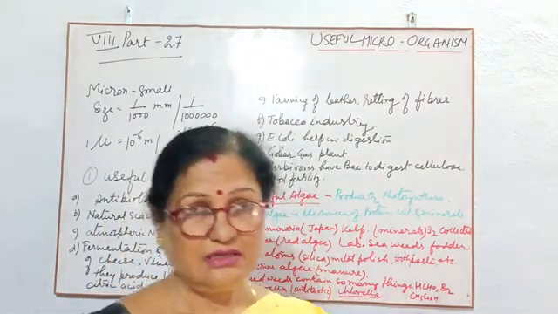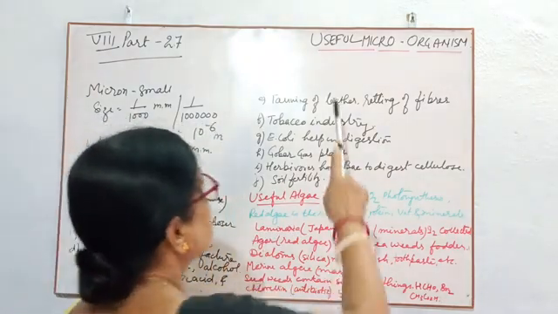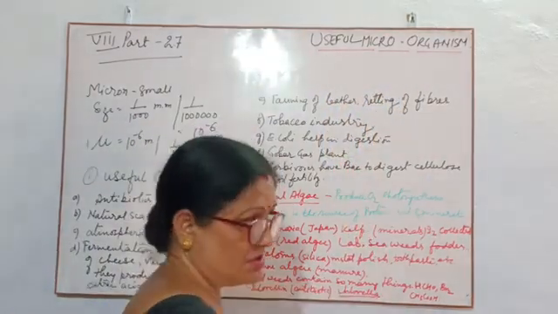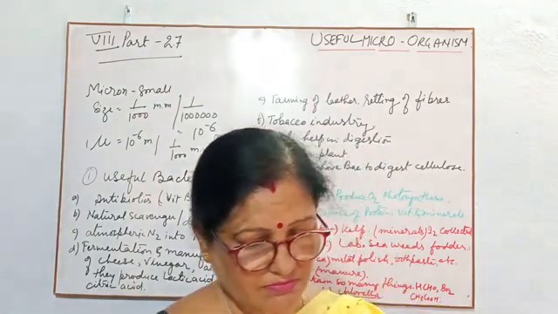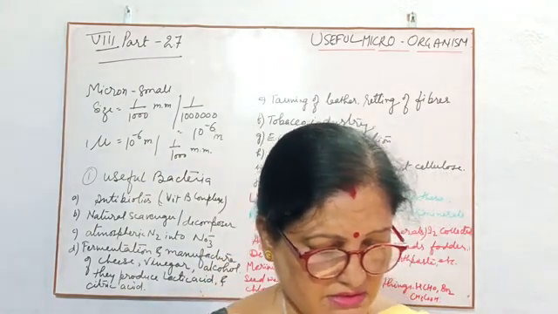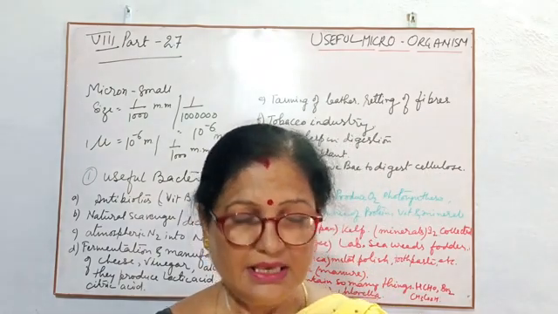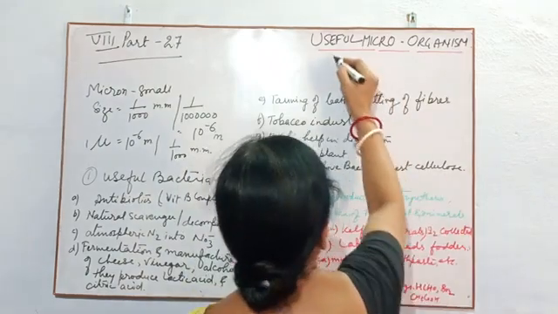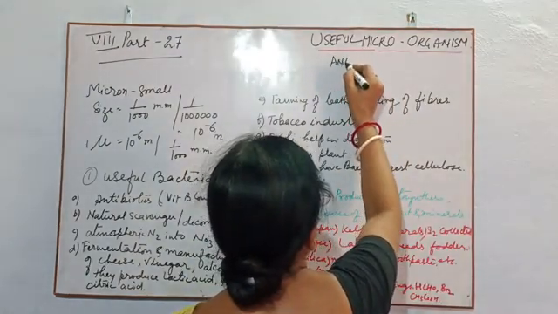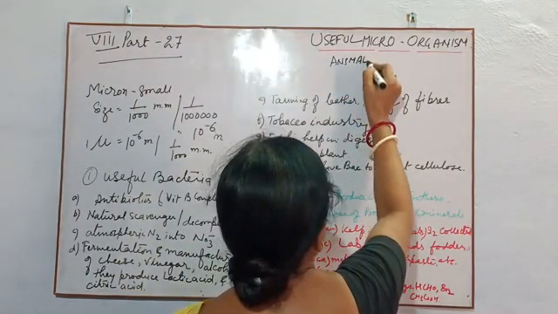Today I will start a new chapter. This is useful microorganism. The name of the chapter is useful microorganism, and if it is an organism, then it may be an animal or a plant.